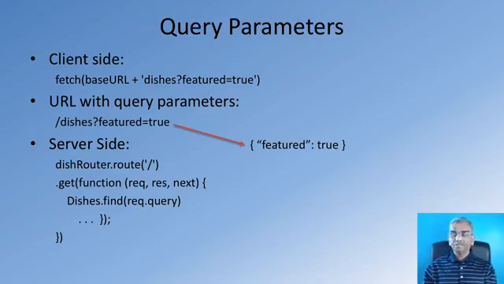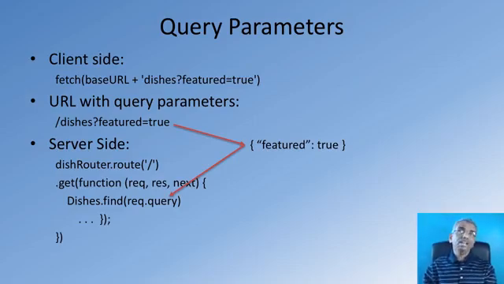Now, this is available on the server side in the form of req.query. So whatever query parameters you include in the URL will be turned into corresponding JSON objects with the information set as shown here, and then loaded onto the request object on the server side. So by using req.query on the server side, we will be able to obtain these query parameters. So when you perform a GET request on the server side, you say dishes.find, and then you include the req.query into the find there.